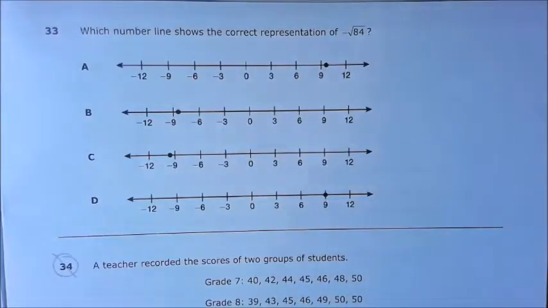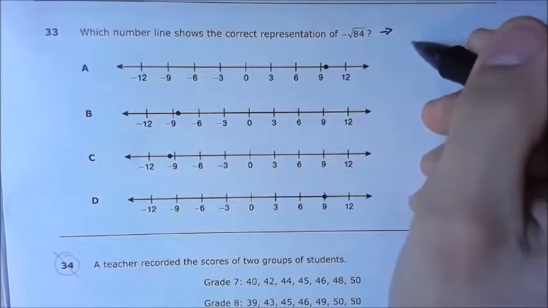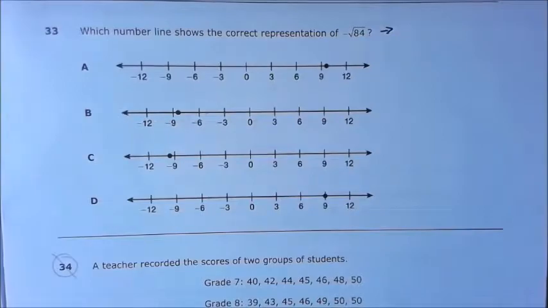Alright, on problem number 33, it says which number line shows the correct representation of negative square root of 84. So this is another one of those where we need to convert this to a decimal, and then we can find its place on the number line. So let's go ahead and go to our calculator.